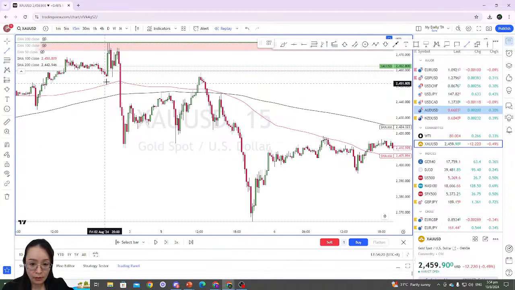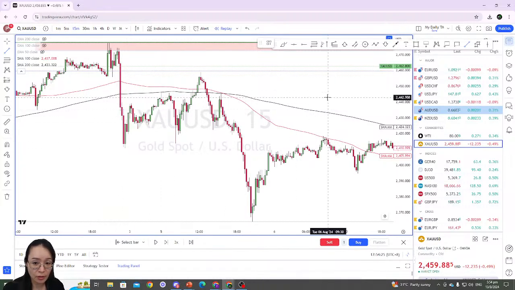Or if you don't put your TP, you just use your trailing stop loss, so you can secure the profit.